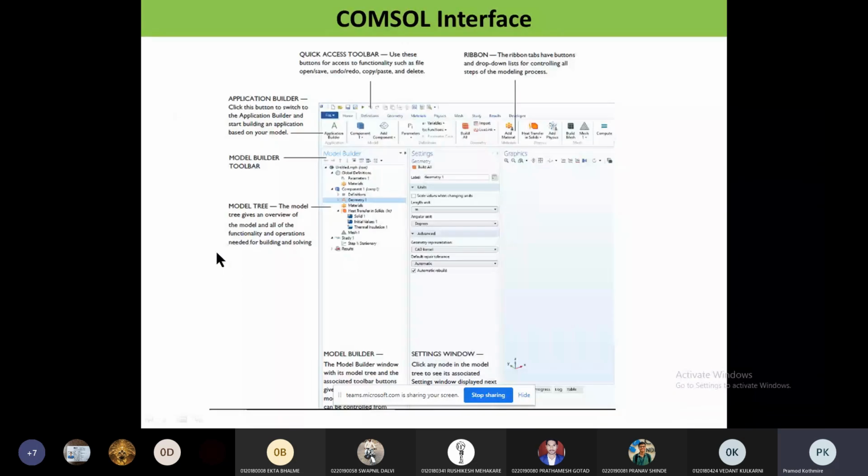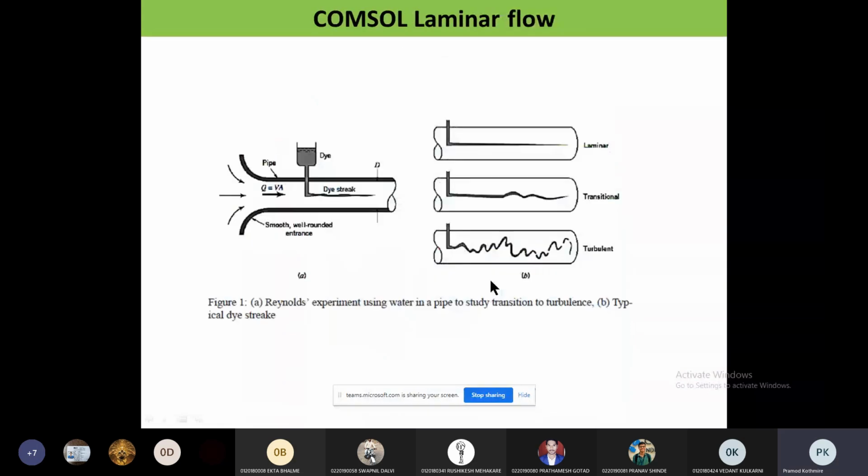So this is the interface. I will directly take you to the interface, the proper interface, okay. So this is what we are supposed to study: COMSOL laminar flow. So what do you mean by laminar flow? Can anyone tell me? Ganesh Dhakne is there, sorry, Gajanan Dhakne. Can you tell me what is laminar flow? Gajanan.